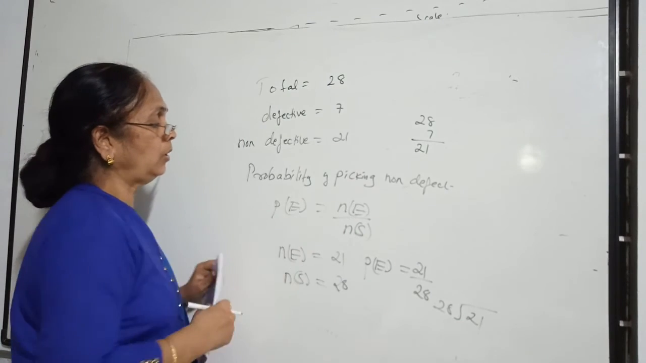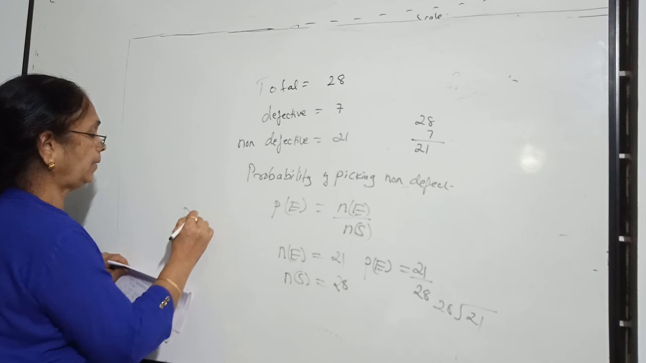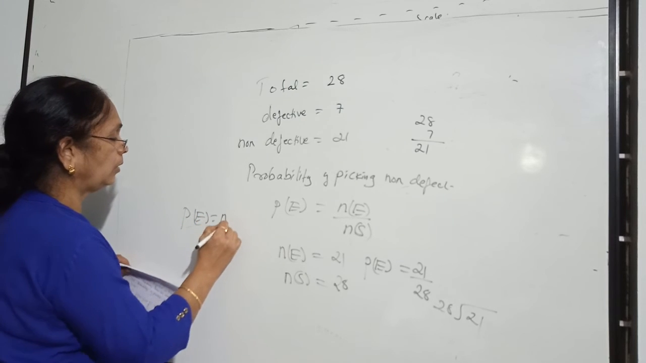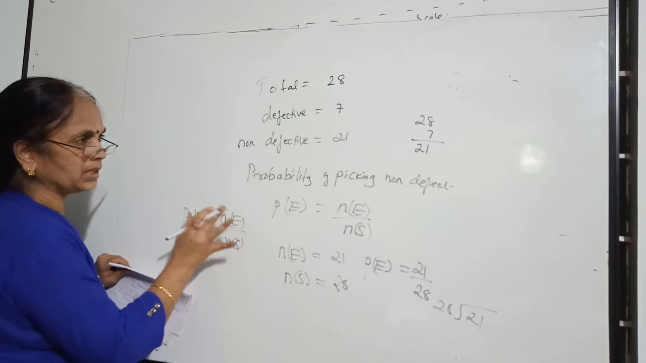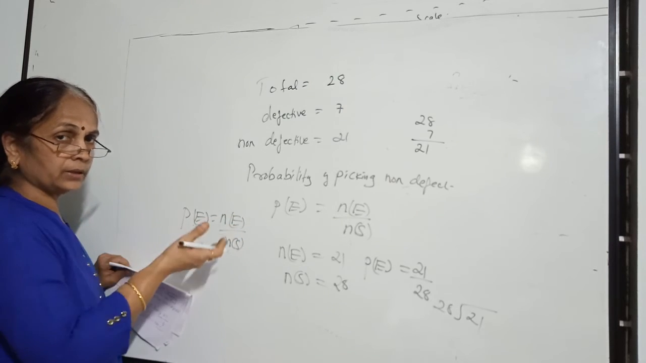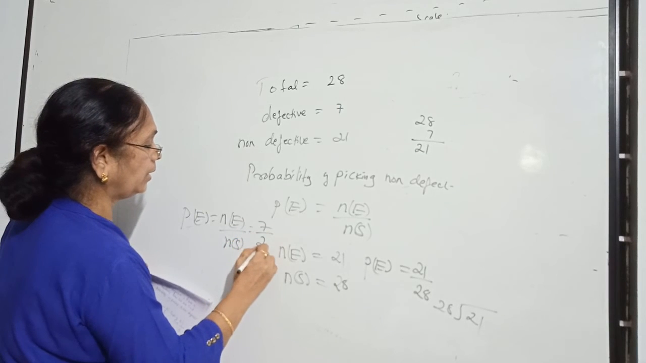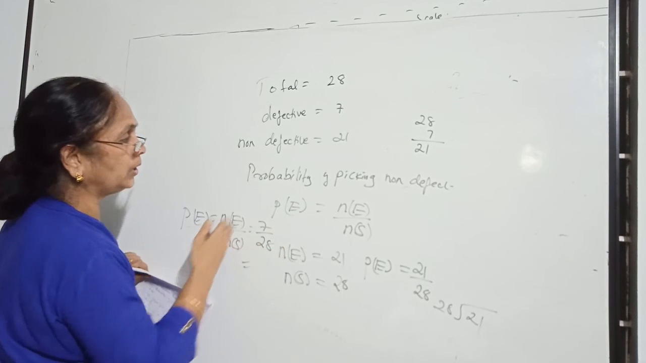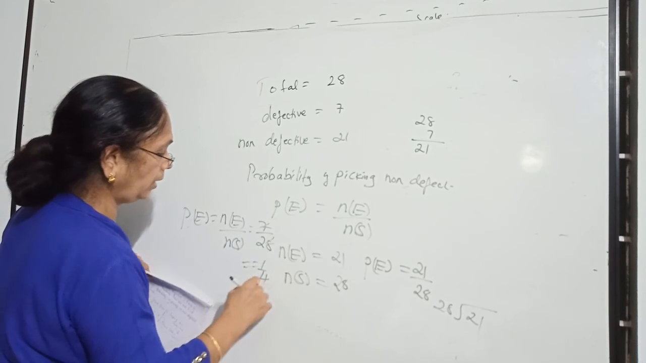Now suppose they ask you to find the probability of a defective bulb. So defective bulbs, again P of E is equal to N of E by N of S. I have done many sums on this probability. Please check the videos. Now defective are 7. So this is 7 by 28. So of course you have to put the value like this and get the formula. So here this is 1 by 4.